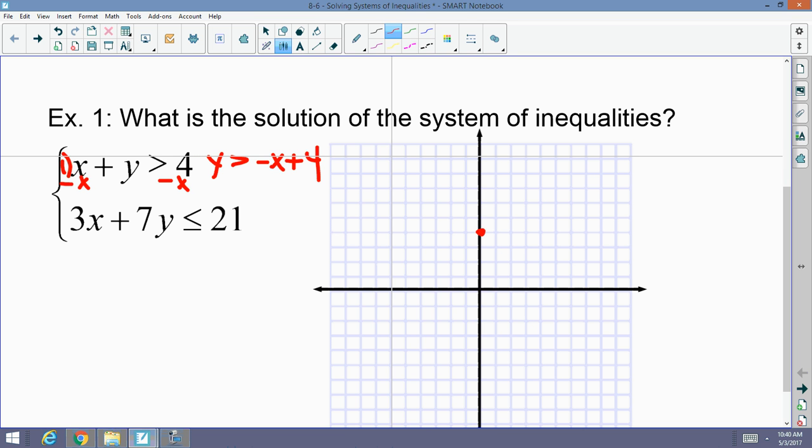And what is my slope here? Negative 1. So I'm going to go down 1 over 1, down 1 over 1, down 1 over 1, down 1 over 1. Let's go backwards. Up 1 over 1, up 1 over 1, up 1 over 1. I like to give myself a nice wide graph.